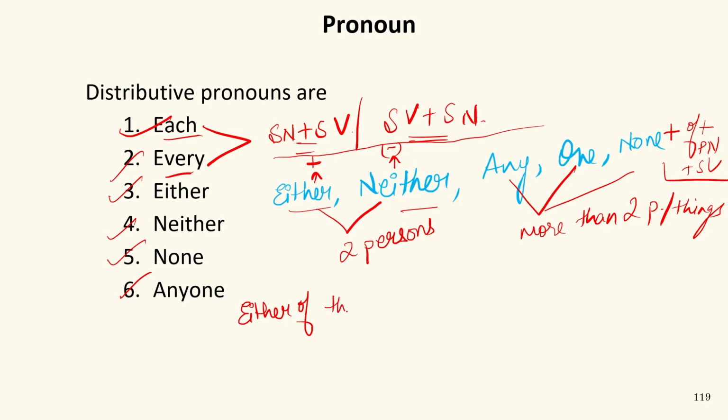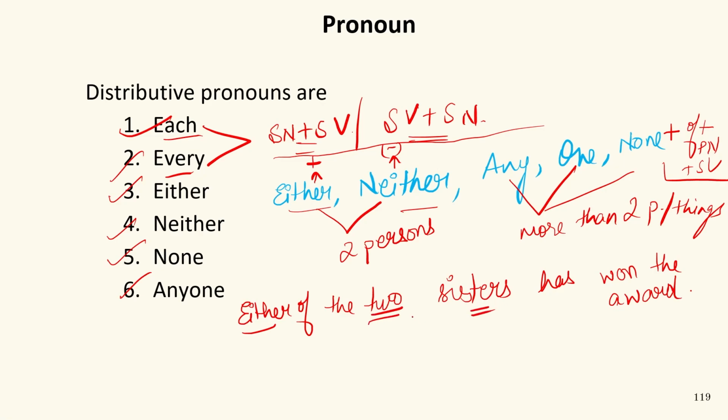Now, if the sentence given to us is, either of the two sisters has won the award, we can see either is given, two is given, so we are talking about only two sisters. It means the word either is correct over here. Then we have has, that is a singular verb. This is also correct. So the entire sentence is correct.